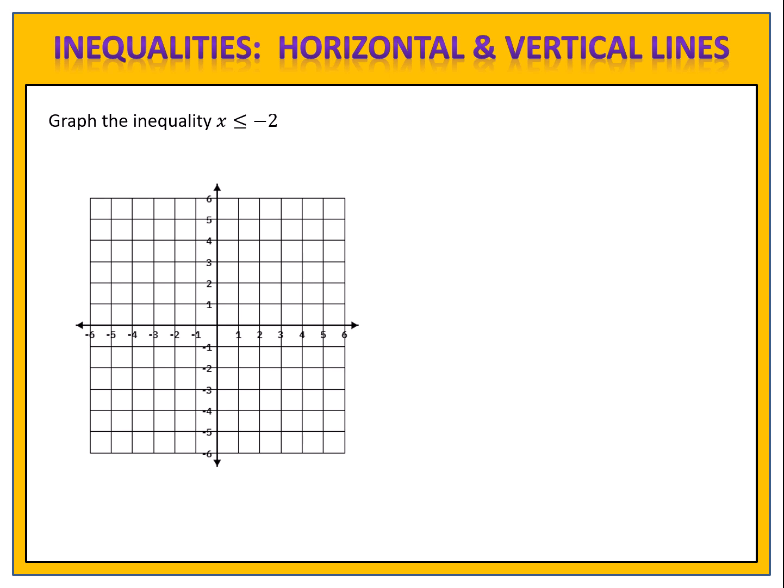Let's see how you did. We begin by graphing the line x equals -2, which is a vertical line through the x-axis at -2. We use a solid line because our inequality is less than or equal to, and the equal to means that we use the solid line. We then look at the x-axis to determine where the x values are less than or equal to -2. In this case on the left, so that's where we shade. We label our solution set with the letter S for solution, and our graph is complete.